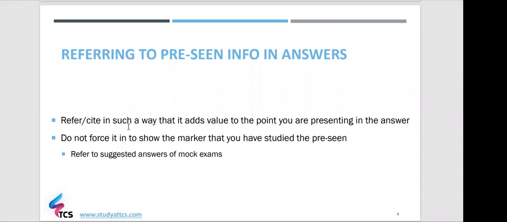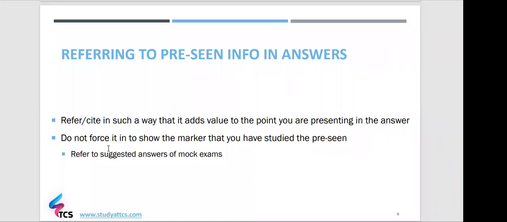So whenever bringing in information from the pre-seen, what you need to focus on is whether it adds value to your answer or not. You are supposed to refer or cite in such a way that it adds value to the point you are presenting in the answer. Do not force it in to show the marker that you have studied the pre-seen, because just because you study the pre-seen, you are not going to pass the exam.